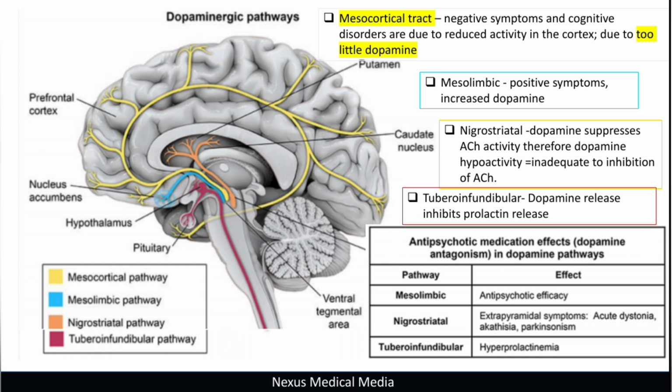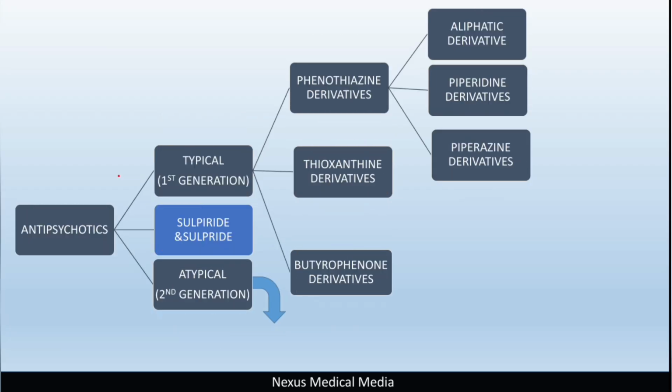And the next pathway is the tuberoinfundibular. Dopamine normally inhibits the release of prolactin. So if you treat with antipsychotics, you are reducing the concentration of dopamine in this pathway. It means there is no inhibition, so there will be hyperprolactinemia. Now we have talked about these different pathways. Let's look at the drugs.